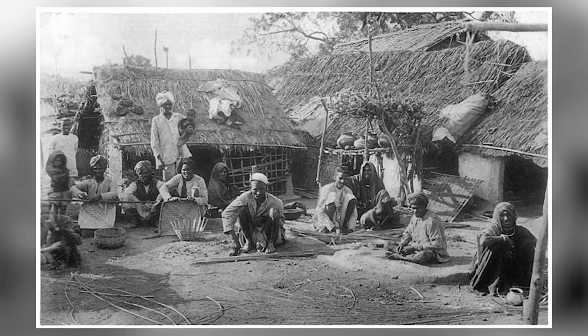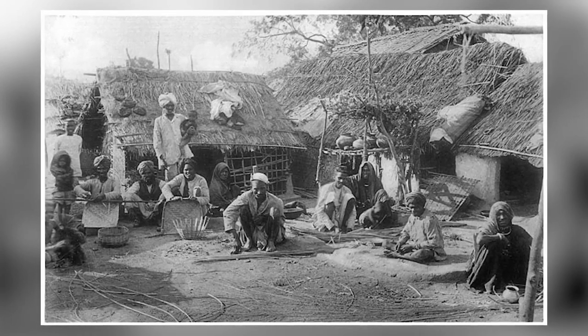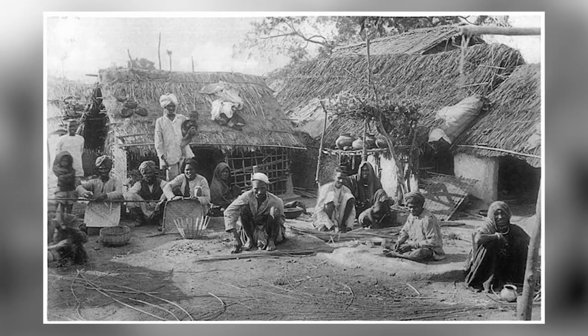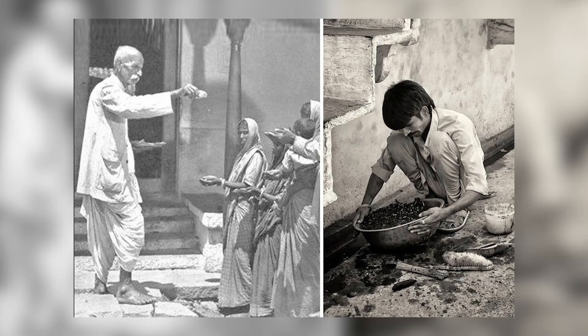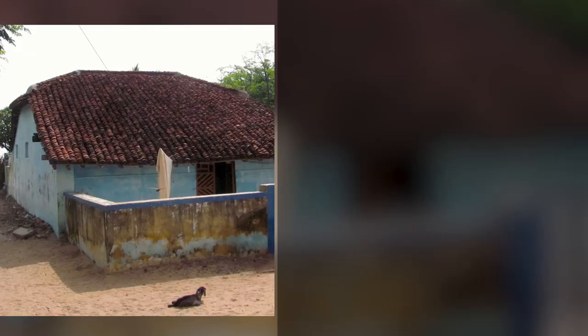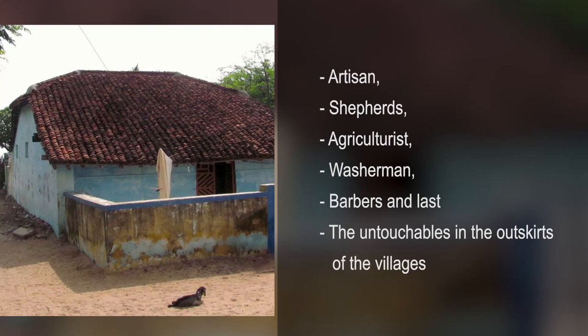The dwelling places of the lower caste group were segregated from that of the higher caste groups, and they were made to stay outside the villages. They were not allowed to mix with the higher caste people due to ceremonial purity and untouchability. Generally, all over India, the village dwelling practices are organized in such a way that the main portion was allotted to Brahmins or the dominant upper caste, and then other castes like artisans, shepherds, agriculturists, washermen, barbers, and last the untouchables in the outskirts of the villages.